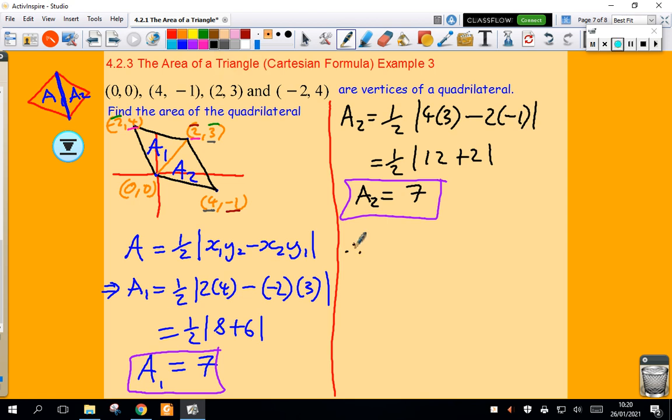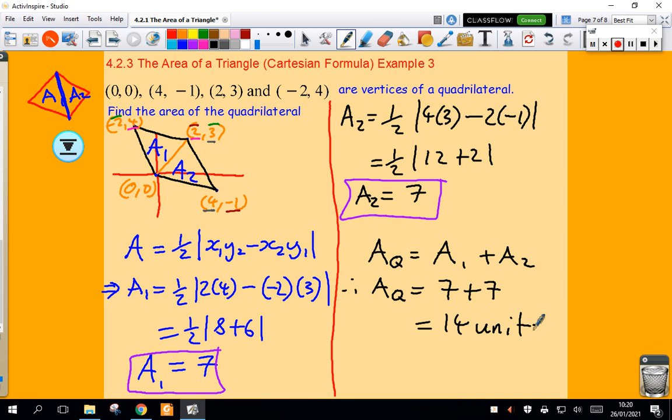Therefore, the area of the quadrilateral is equal to A1 plus A2. So we know that the area of the quadrilateral is A1 plus A2, so therefore the area of the quadrilateral is 7 plus 7, which is 14. And what are the units? We don't really know here, so I'm just going to write units squared. Okay, so that's the area of the quadrilateral. It's 14 units squared. That's my final answer.